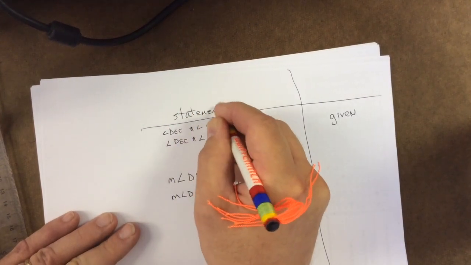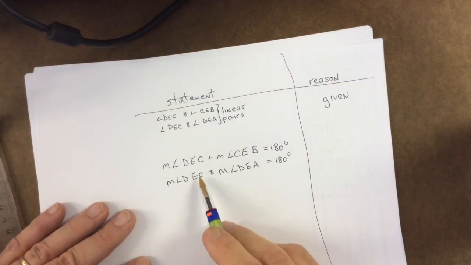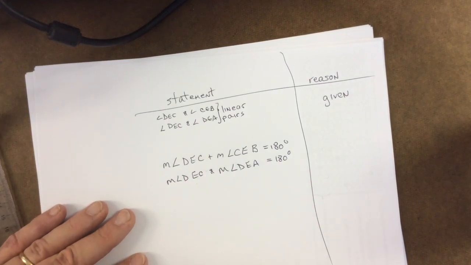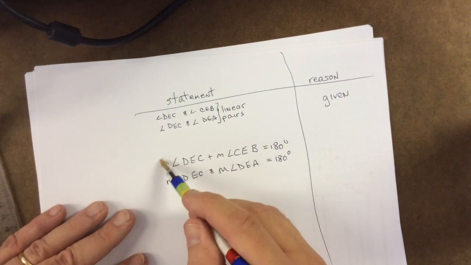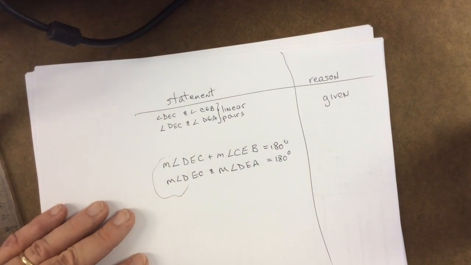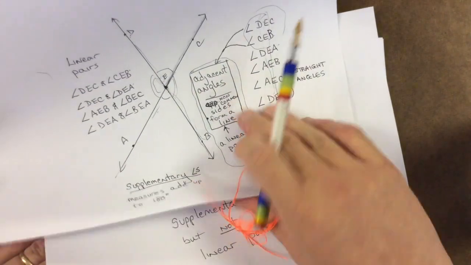Here's our statement. Here's our reason. How come I can say this? If I've said this, why can I say this? Anybody know? What's the relationship between this statement and this statement? Not always, right? I just showed you a pair of supplementary angles that weren't, right?